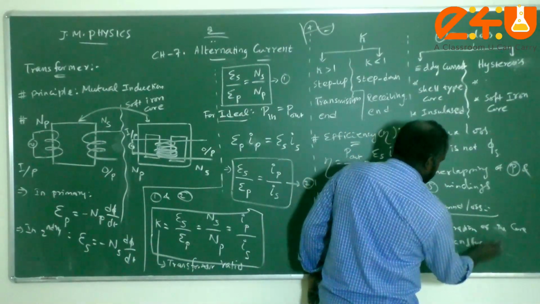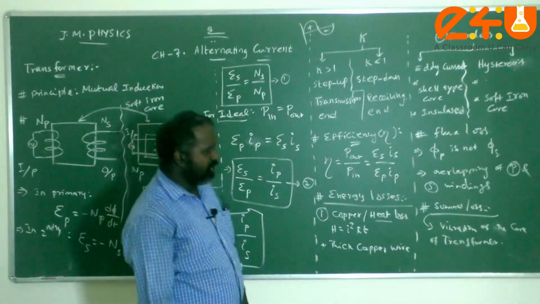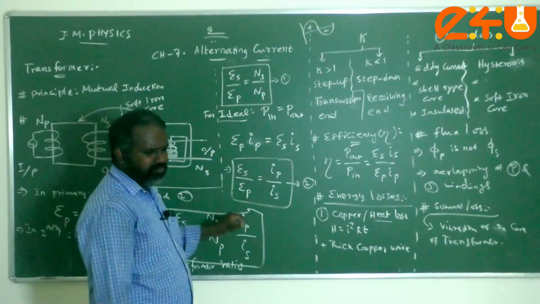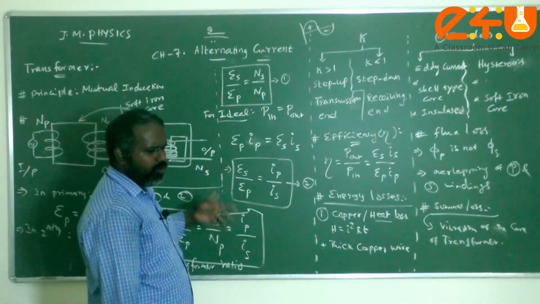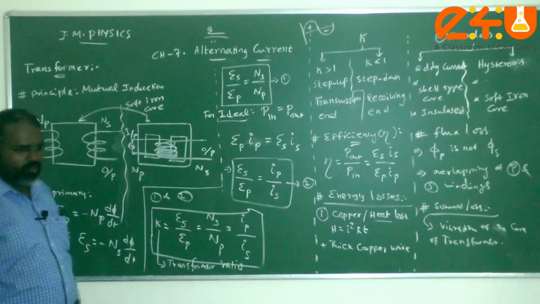So these are the different types of energy losses in the transformer. This is the complete theory of the information we need from an exam point of view for the transformer. Please note down the theory, students.